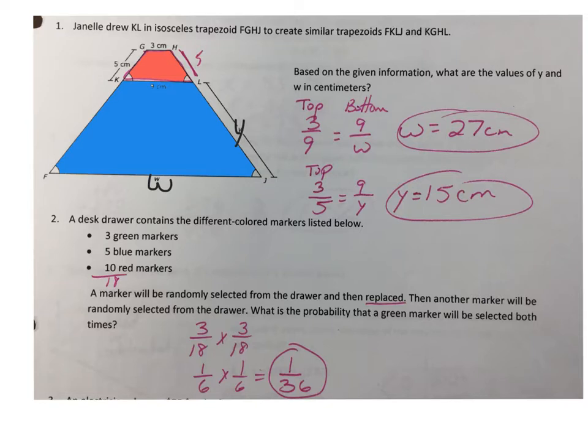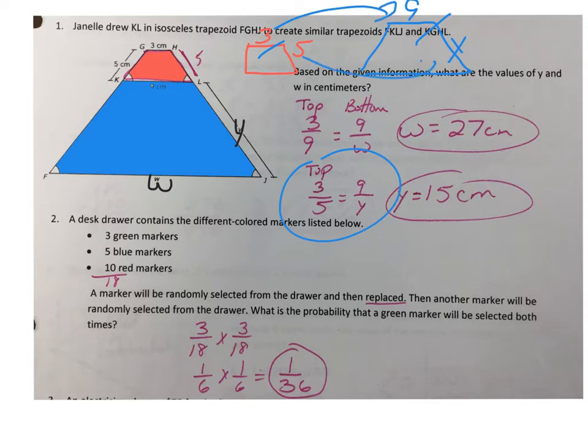So the red one has corresponding sides of 3 and 5, where the blue one, the larger side, has a 9 and a y. So you set it up 3 over 5, 9 over y, and then you solve it. And notice your scale factor is just times 3. It's getting 3 times the size, so that times 3 gets you 15.